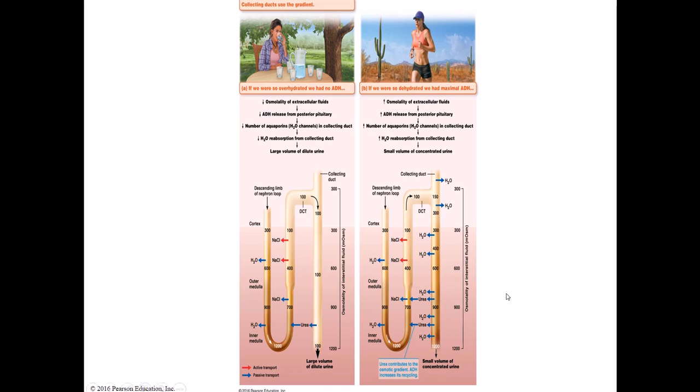And so by using this gradient that the loops of Henle created, we are able, with the help of some ADH, to change the volume and concentration of our urine to maintain the osmolality of our bodily fluids.